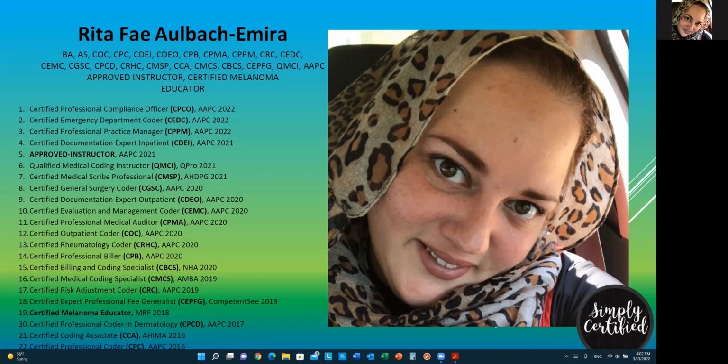I'm a certified risk adjustment coder. I really love diagnosis coding. That's HCC risk adjustment coding. I also have something called a certified expert professional fee generalist, CEPFG. That's kind of like that QMCI. I just kind of use it because I earned it and I got it to see what it was, and it was cheap.